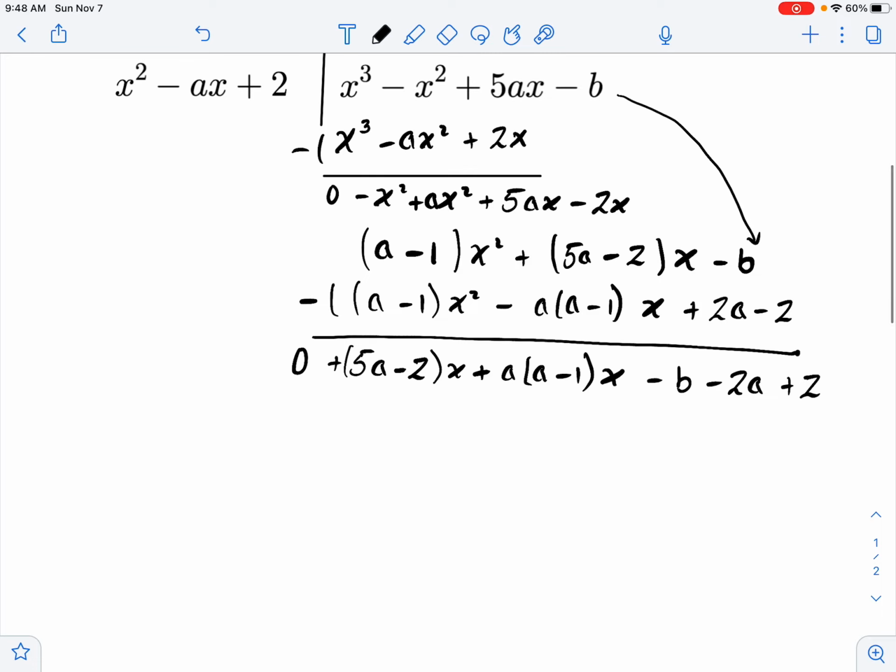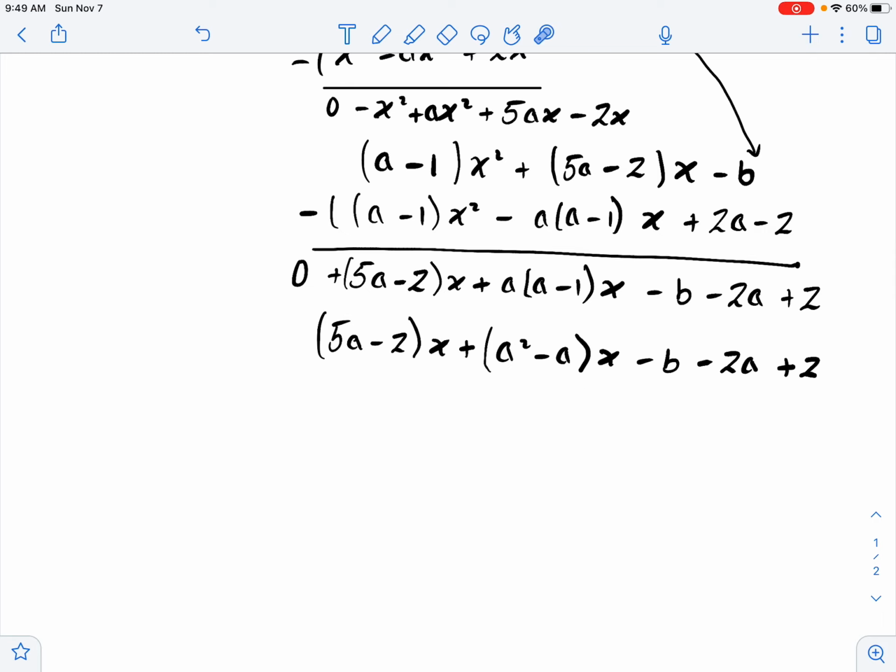Okay, so I will gather up my like terms. I have to do some distributing. So bringing it down, I have 5a minus 2 x, just leave that there for a moment, plus, distributing my a into my a minus 1, I have a squared minus a times x, and then I have minus b minus 2a plus 2.